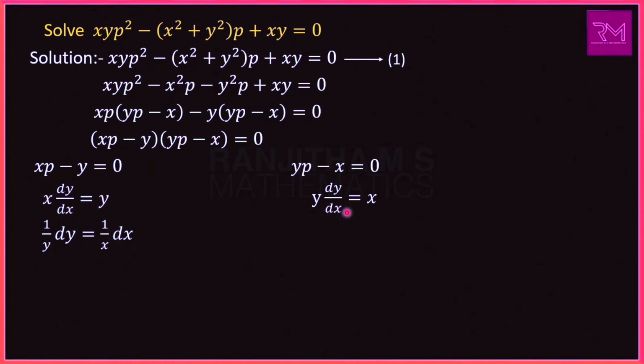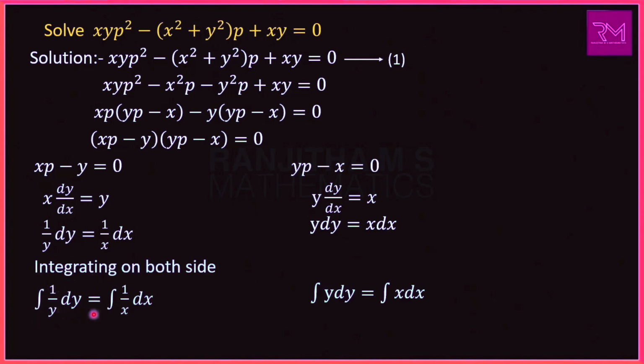Similarly, here if we take this dx to the right hand side, that is y into dy which is equal to x into dx. Next step, we have to integrate on both sides of the equation. We get integration of 1 by y into dy which is equal to integration of 1 by x into dx. Similarly, here integration of y dy which is equal to integration of x dx. Here we know that integration of 1 by y is log y which is equal to, here also integration of 1 by x is log x plus some integration constant log c. Here integration of y into dy is y square by 2 which is equal to, here integration of x dx is x square by 2 plus some integration constant c.